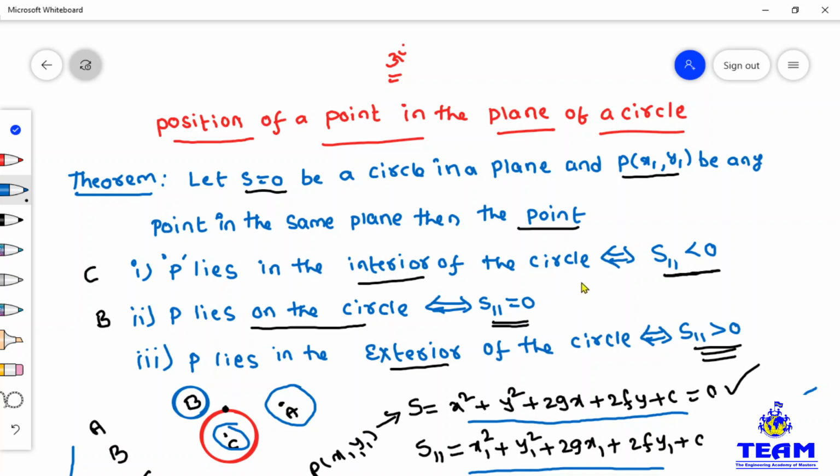If it is negative, then the point is interior. If S11 is equal to 0, then the point is on the circle. If S11 is greater than 0, the point is exterior of the circle. Is it clear for everyone?